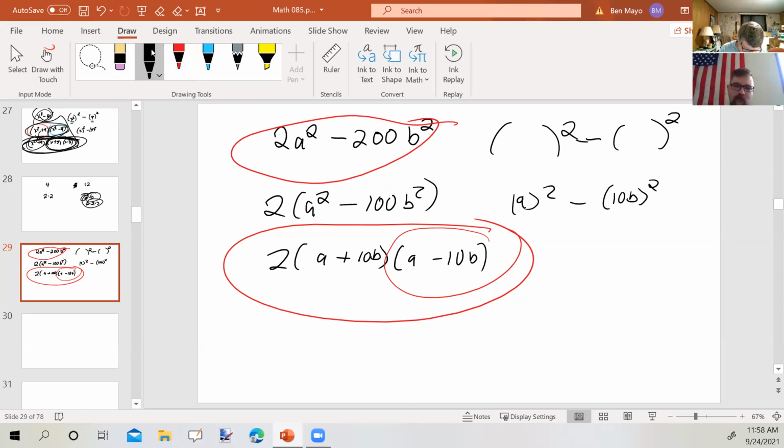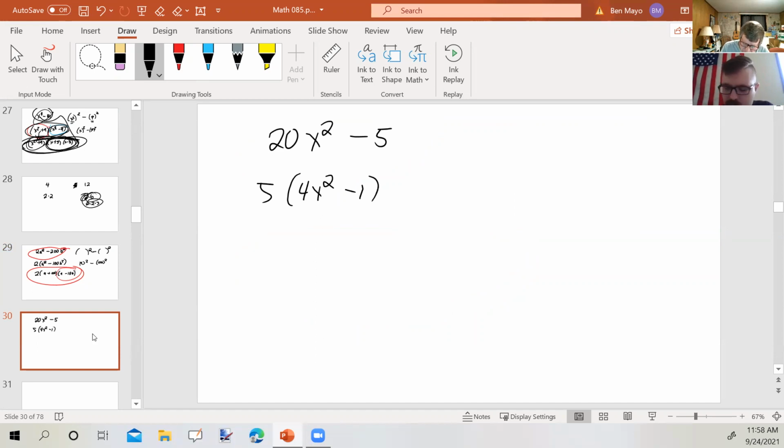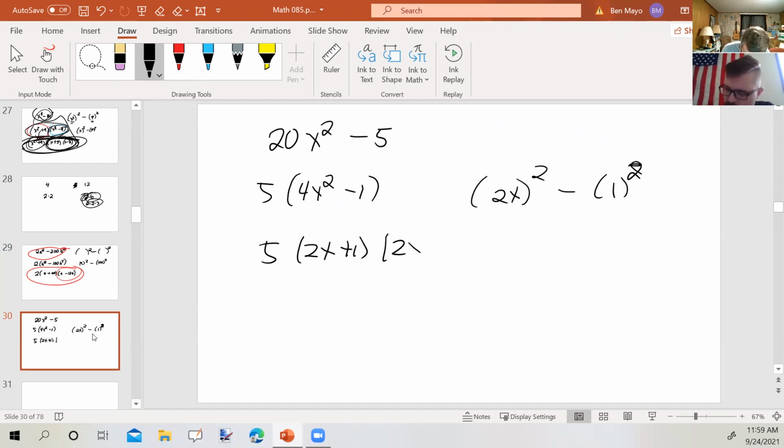All right. How about this one? 20x squared minus 5. Is that the difference of 2 squares? Well, first of all, there's a greatest common factor. So let's take that out. Oh, now we've got what? 2x and 1. So 5, 2x plus 1, 2x minus 1.